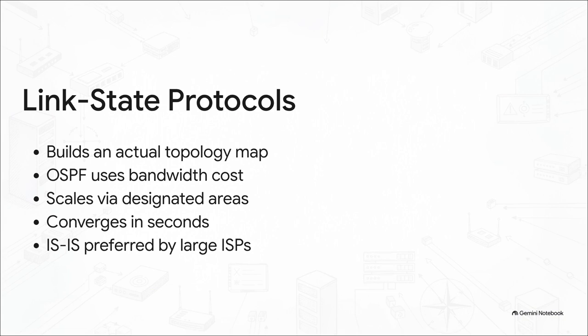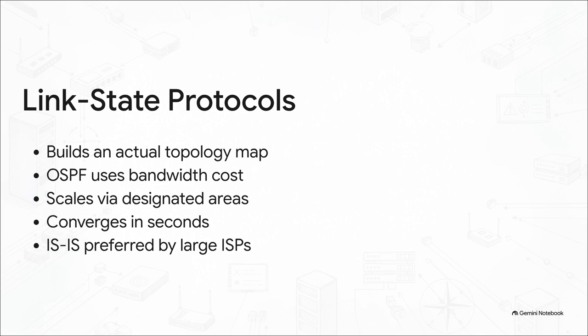Which brings us to link state protocols like OSPF and IS-IS. Instead of relying on rumors, these protocols act a lot like GPS systems. They build an actual complete topology map of the entire network. OSPF, which is defined in RFC 2328, uses a highly intelligent bandwidth cost metric. That means it will always prefer a lightning-fast 10 gigabit fiber link over an old, slow connection, even if the slower one has fewer hops. It's extremely scalable through designated areas and converges in seconds.